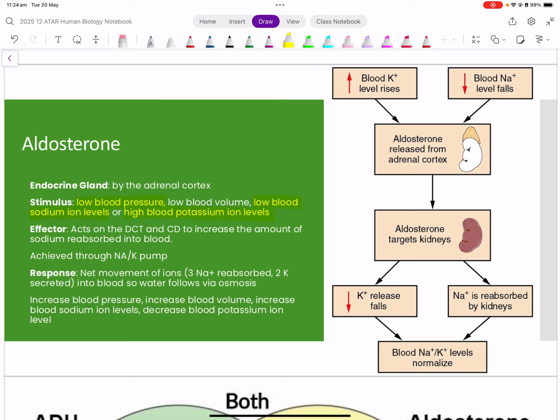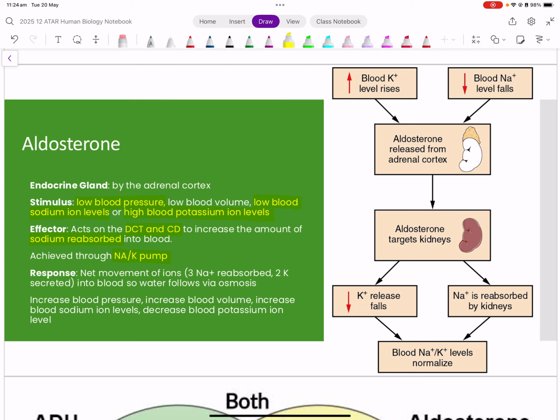Now, similar to ADH, it acts on the distal convoluted tubule and the collecting duct, and it increases the amount of sodium reabsorbed into the blood. Now, it does this by acting on the sodium-potassium pump that we spoke about when we discussed the nervous system. So what this ultimately results in is the movement of sodium being reabsorbed into the blood and the movement of potassium out of the blood into the filtrate.